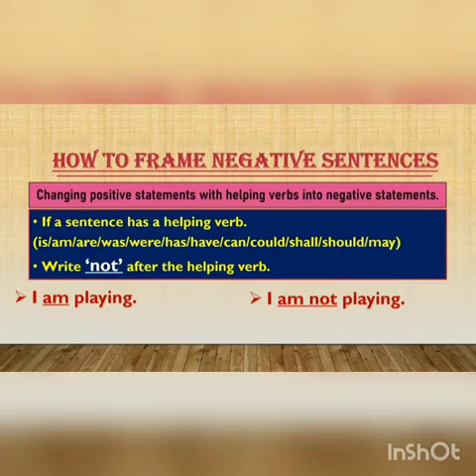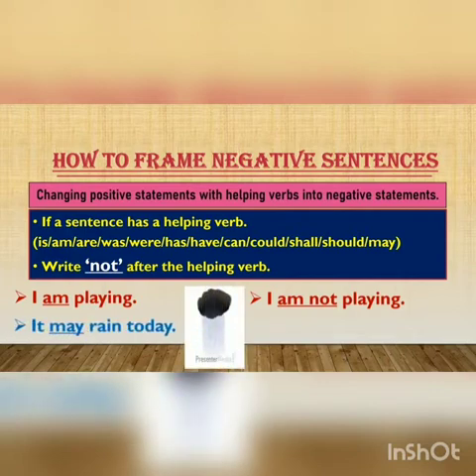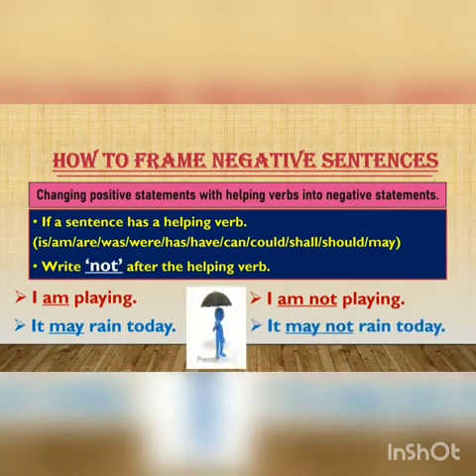Now let us take one more example. It may rain today. Here the helping verb is may. We just have to identify the helping verb and use the word not after that, and our sentence will get converted into negative. So we will write, it may not rain today.